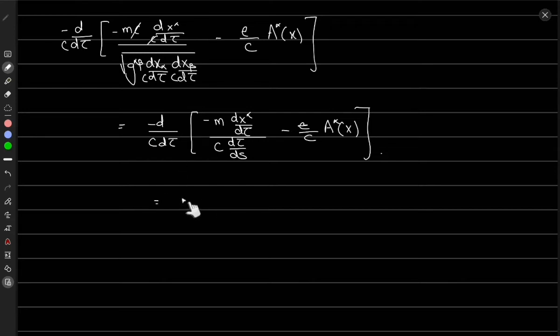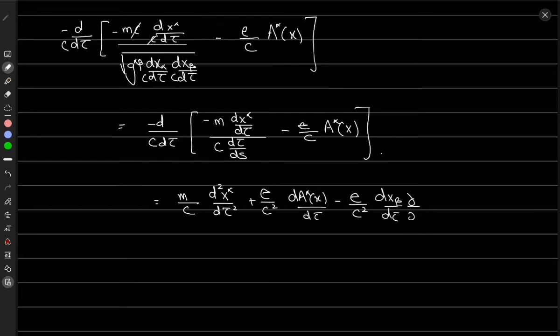This would be minus minus would become plus, so this would be plus m over c times d squared x alpha over d tau squared. So we're just basically multiplying the terms, plus e over c squared times dA alpha of x over d tau, minus e over c squared dx beta over d tau times partial over partial x alpha. Alpha will be a covariant index, and then you'd have A beta of x is equal to 0.